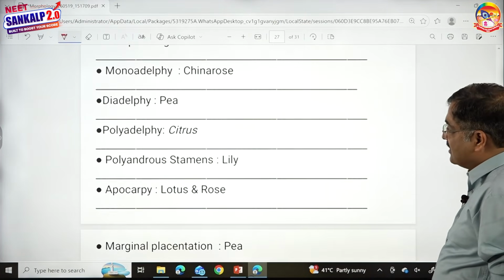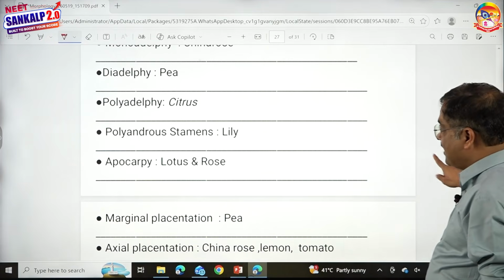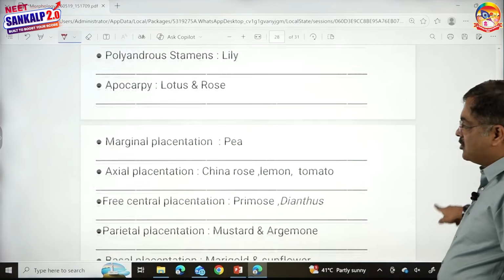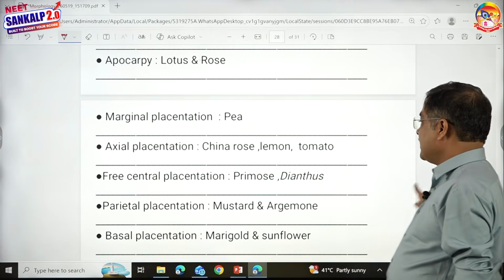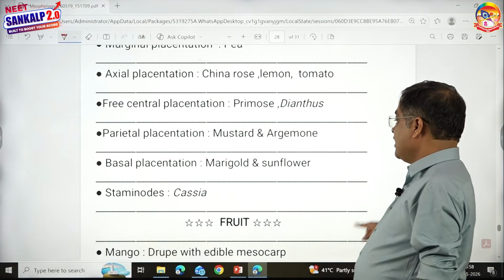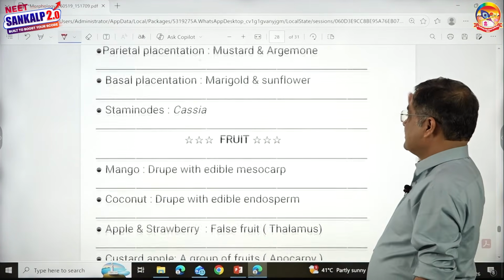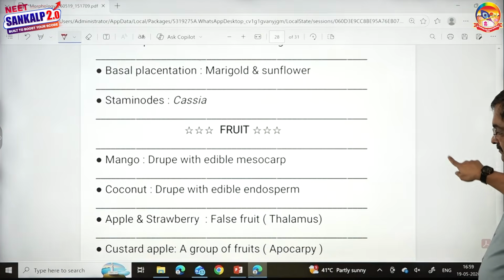Monoadelphous: china rose. Diadelphous: pea. Polyadelphous: citrus. Polyandrous, free stamens: lily. Epicarpous: lotus and rose. Marginal: pea. Axial: china rose, lemon, tomato. Free central: primrose and dianthus. Parietal: mustard and argemone. Basal: marigold and sunflower. Sterile stamens are called staminodes.